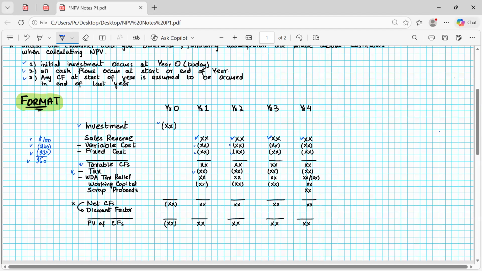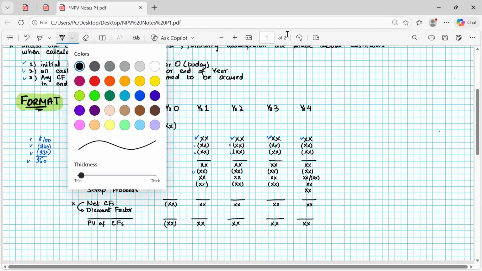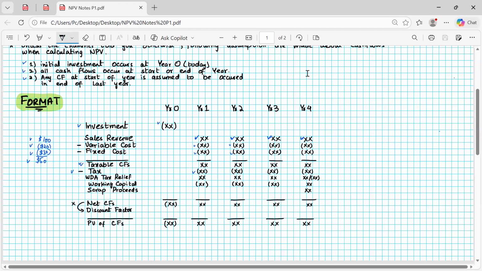Then there is WDA tax relief, written down allowance tax relief. This is the kind of tax relief that you get. Wait a second, I think I mistakenly wrote a negative here. There's no negative here. Now after deducting the tax, you are making an adjustment of written down allowance tax relief.